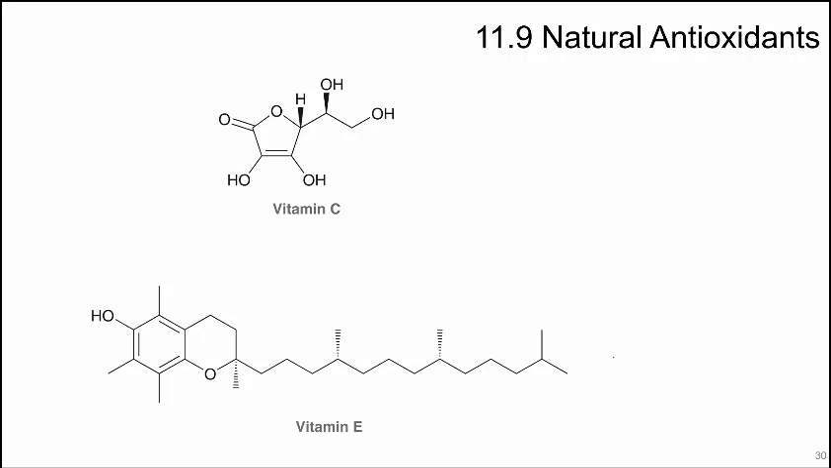Natural antioxidants include vitamin C and vitamin E. And you can think about which one is hydrophilic and hydrophobic. The one that has more oxygens is hydrophilic. This is a vitamin that if you get too much of it in your body, it can just be excreted through your urine. Vitamin E is hydrophobic. If you have too much vitamin E, that's not going to get excreted. It's going to stick into your fat cells. So you don't want to have too much vitamin E.